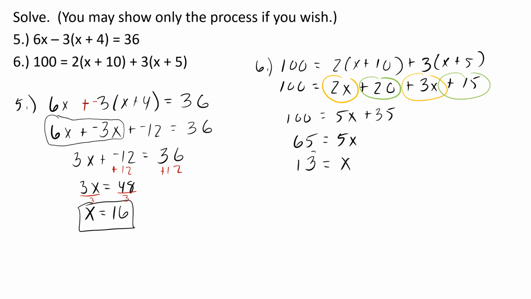And once again, you, the doer of the math, if your teacher were to ask you, how did you get this 35? You should be able to say, I added 20 and 15. If your teacher were to ask you, where did the 35 go? You would say, I added negative 35 to both sides, or I subtracted 35 from both sides. You should be able to explain what is happening, even if you're only showing the process.